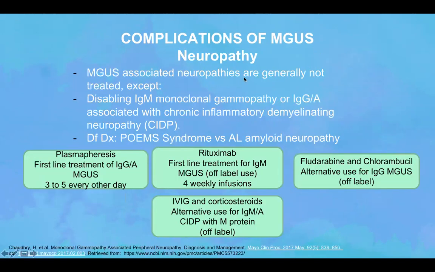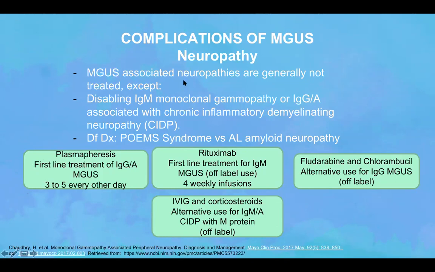In the case of the neuropathy, this is usually not treated in patients with MGUS, but we're going to be treating them when we see many symptoms in this patient that are going to affect their life. The first line treatment for MGUS and neuropathy is plasmapheresis, and this is going to be 3 to 5 times per week, every other day.